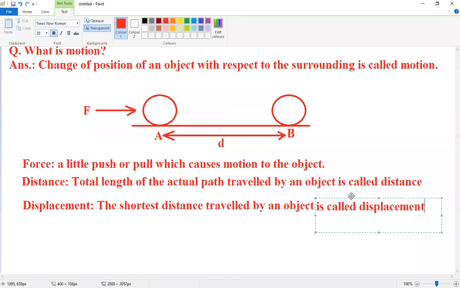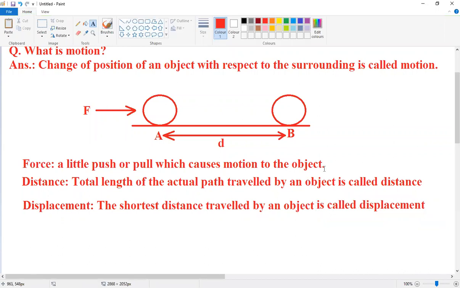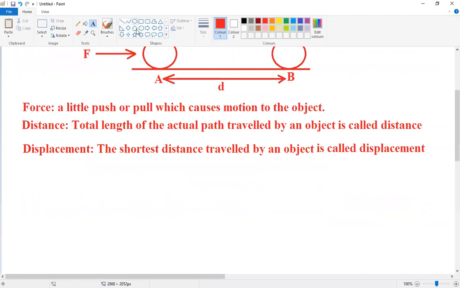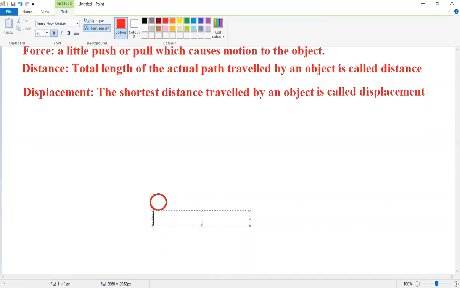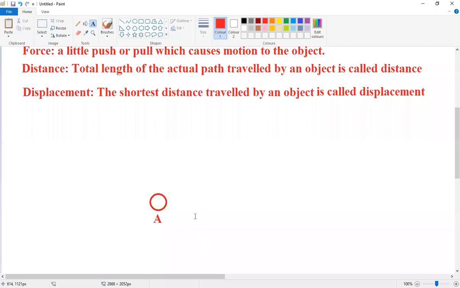Okay, so to understand the term displacement, let's go to this particular diagram. Suppose you are somewhere here. This is your initial point. Suppose for a moment you are at point A and your school is somewhere here.